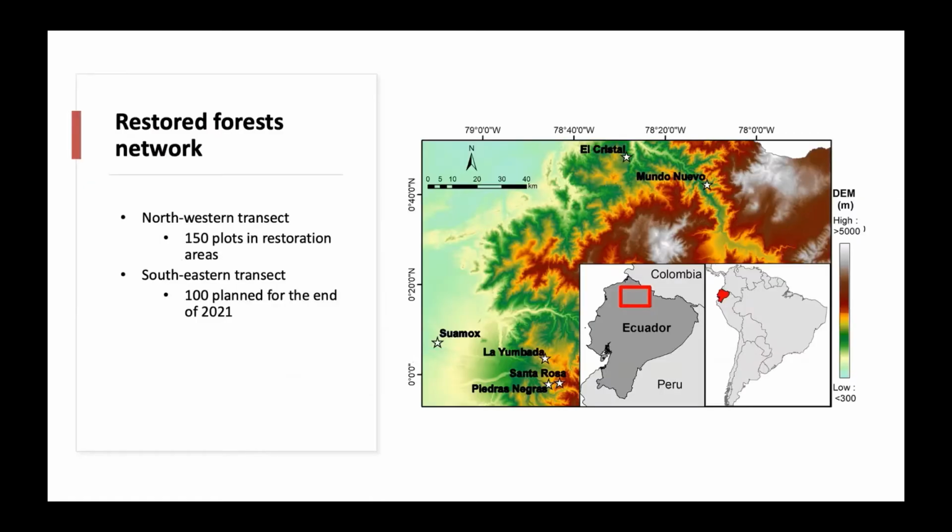With regard to the Restored Forest Network, we now have more than 150 permanent forest plots in the north, and we expect to have at least 100 plots in the south by the end of this year. To our knowledge, this is one of the most ambitious monitoring efforts of restored areas in this country.